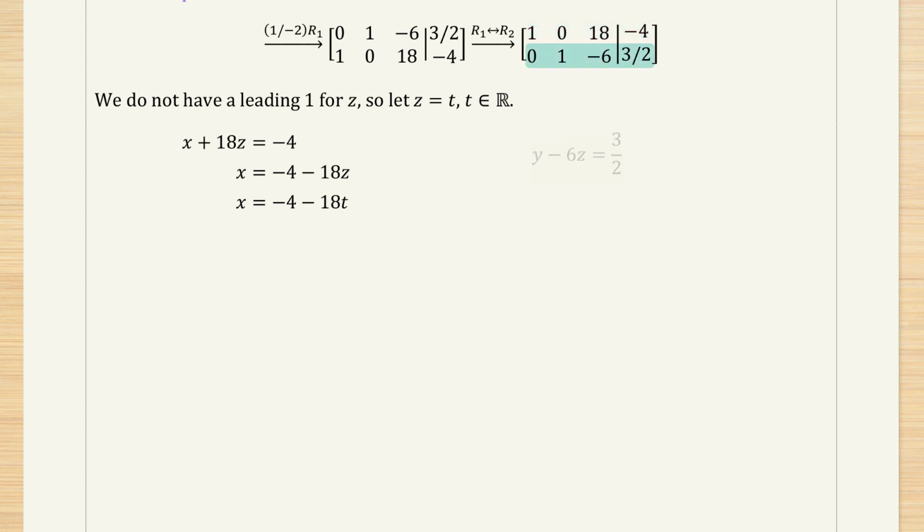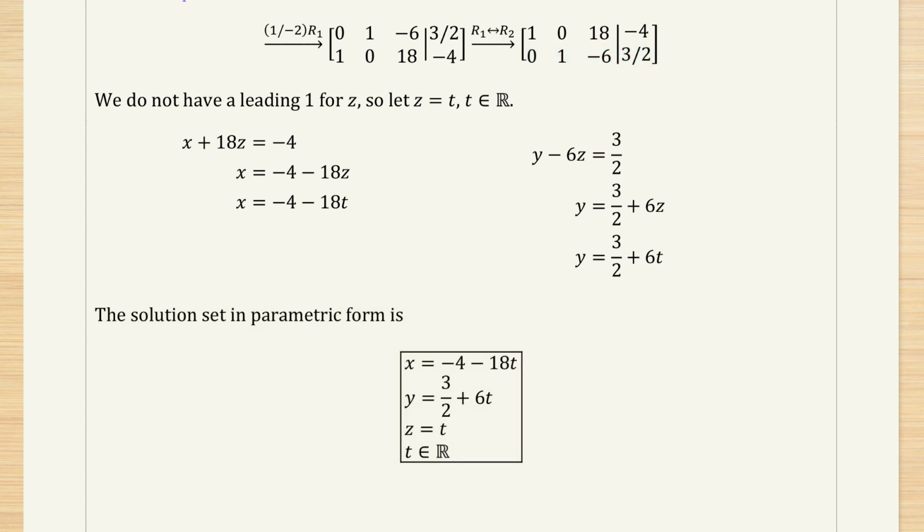The second row tells us y minus 6z equals 3 over 2. Solving for y, we add 6z to both sides of the equation, and then replace that z with t. Y is equal to 3 over 2 plus 6t. Altogether, our solution set looks like this. This is called parametric form because we have the parameter t.